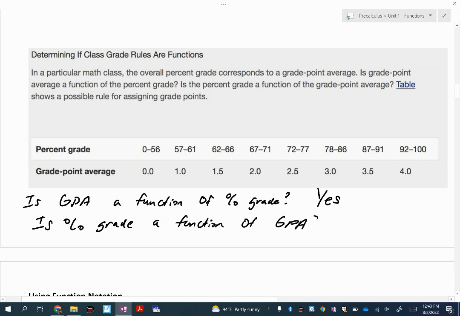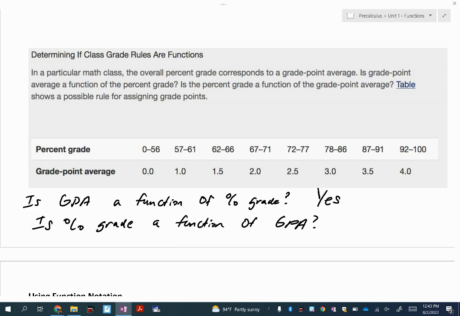of GPA? Okay, so now when I look at GPA, which is now my input or my X value, if I tell you that I earned a grade point of 1.5, could you then tell me what percent grade corresponds to what grade point average that I earned? And the answer is yes and no. I mean, it's really going to be a no. I mean, you could tell me it's 62, 63, 64, 65, or 66.